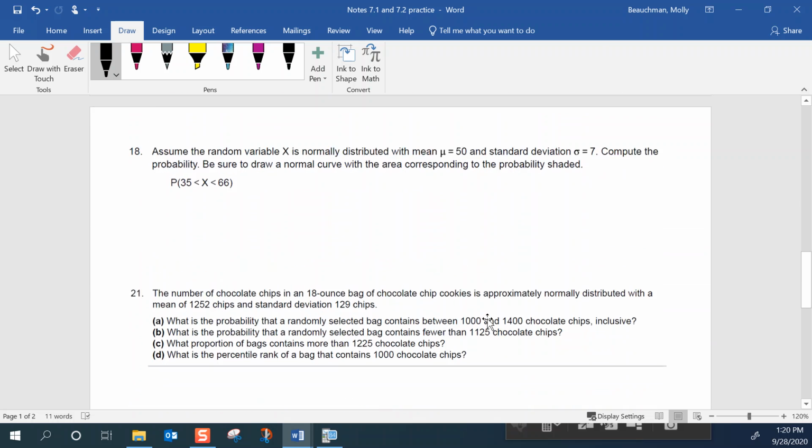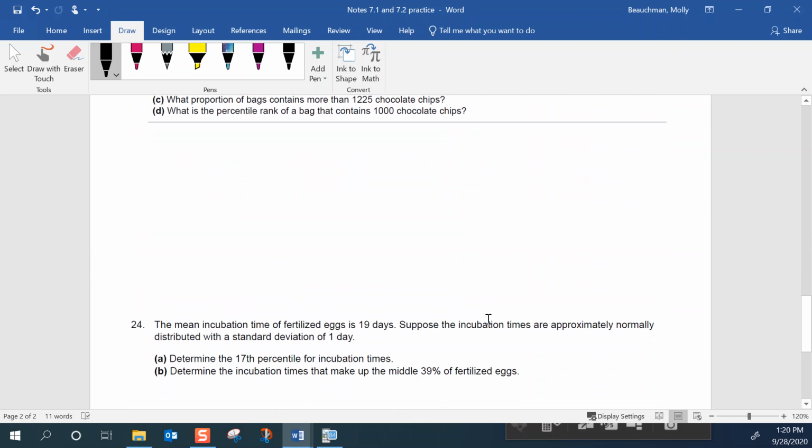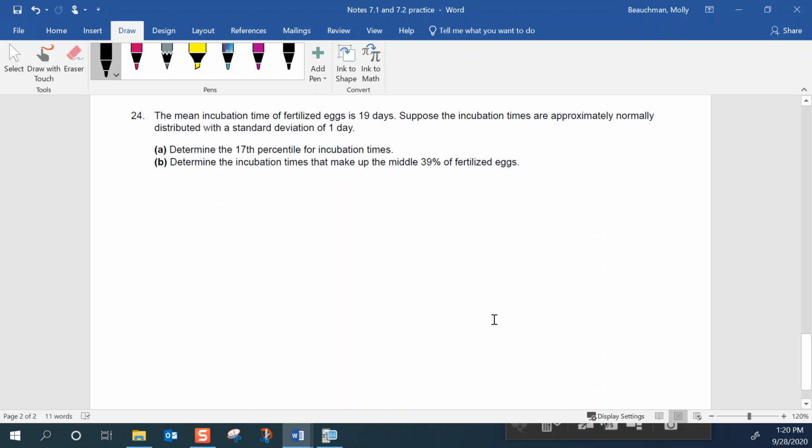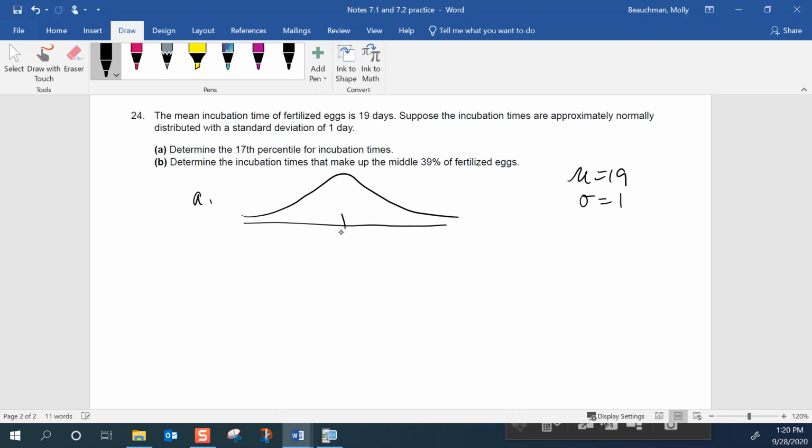So let me look at one more example. We'll look at the chocolate chips example. Number 24. The mean incubation time of fertilized eggs is 19 days. So we're given a mean of 19. Suppose the incubation times are approximately normally distributed with a standard deviation of 1 day. A, determine the 17th percentile for incubation times. That means on this distribution of 19 in the middle, 20, 21, standard deviation, determine the 17th percentile.